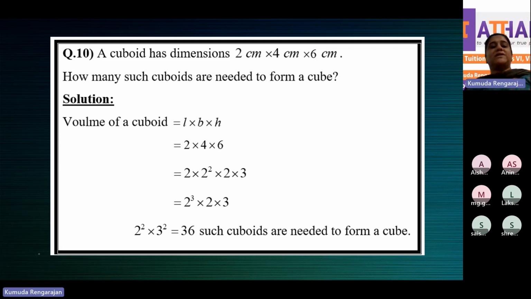Use the multiplication criteria, not division criteria, because division means you're taking away. Multiplication means you're introducing. Yes, ma'am, understood.